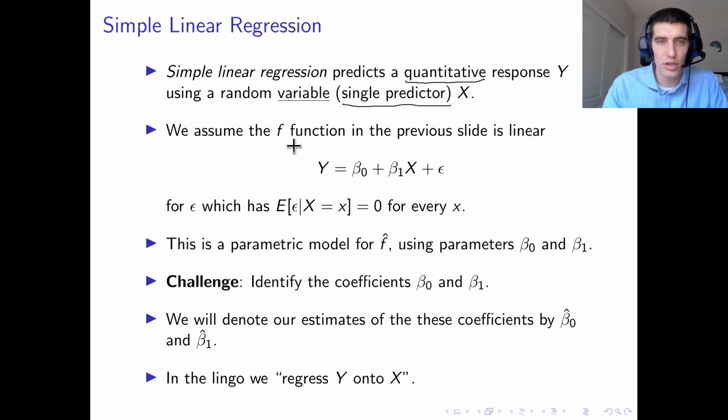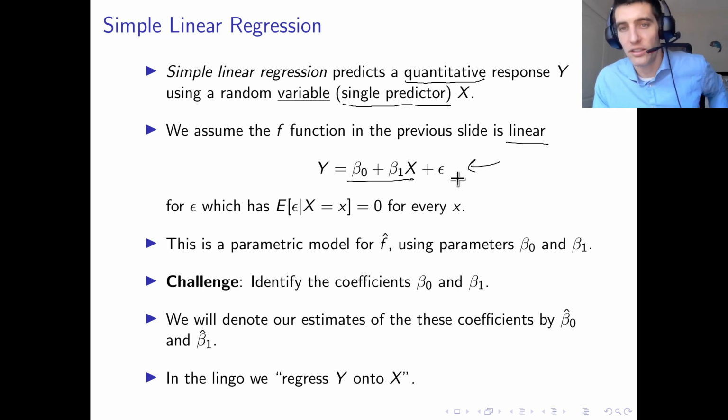Okay, so in simple linear regression, we assume that the f function, that true relationship between y and x, is linear. Okay, so we assume, this is an assumption, that y is some intercept term plus some slope times the predictor plus some noise term, epsilon, and we assume that epsilon is mean zero for each x. So if you give me an x, the mean of epsilon for that x is zero. Okay, why is that important? Because we're basically writing y as some function of x plus epsilon, where epsilon is mean zero, right?